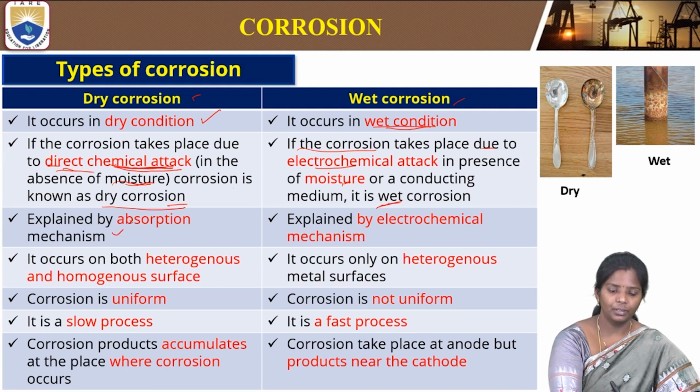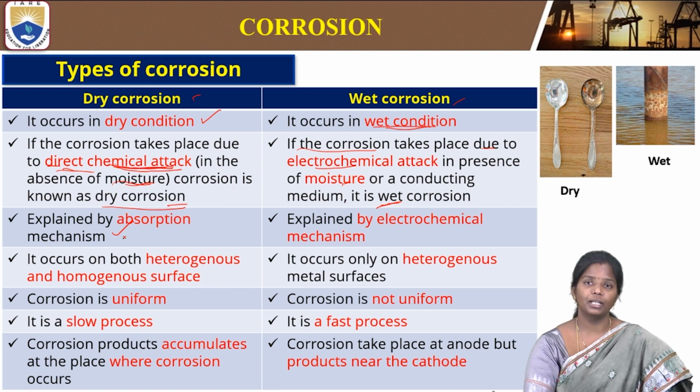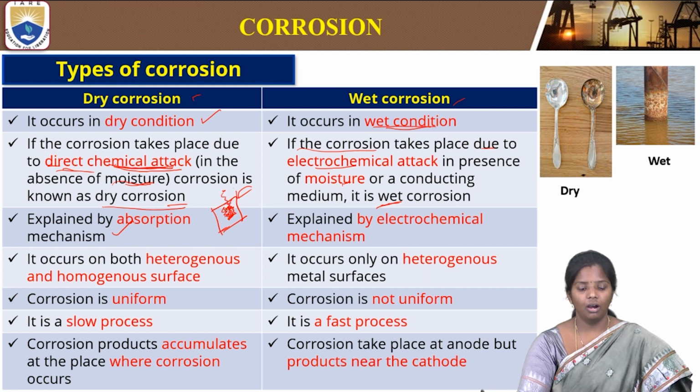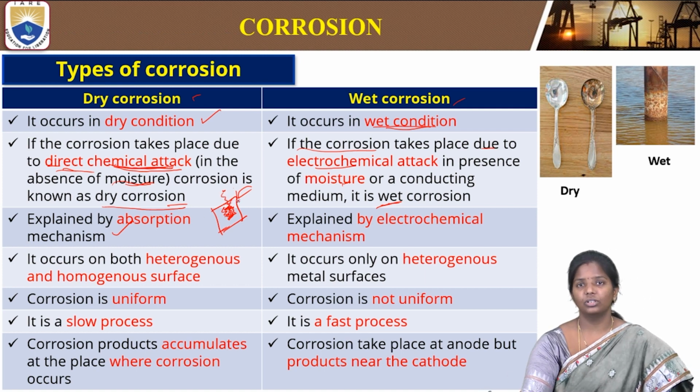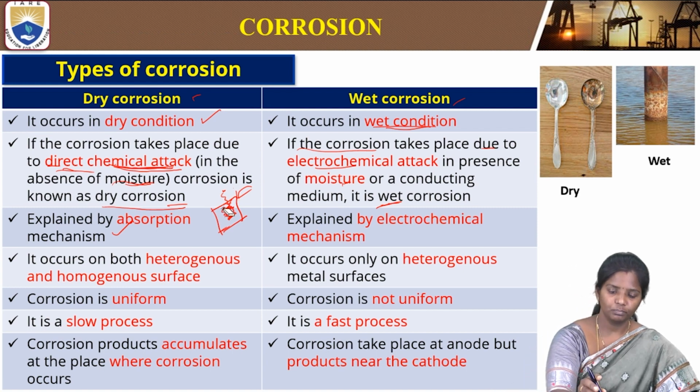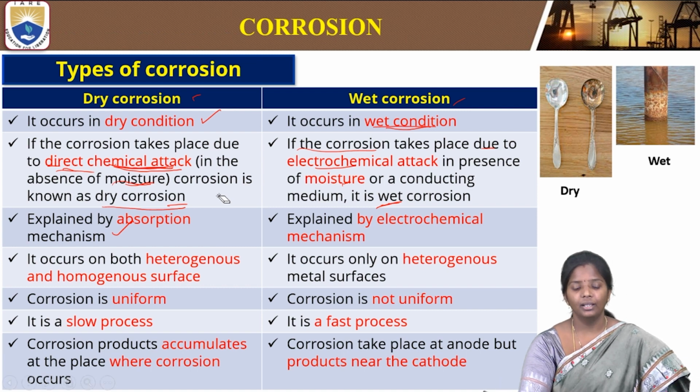Dry corrosion is explained by absorption, because we have some corroding metal. There is some chemical attack, so it is going to corrode the metal. What does it really happen? There is some chemical that is going and absorbing on the metal. This absorption will cause corrosion. That is why the mechanism all depends on the absorption capacity of that metal.